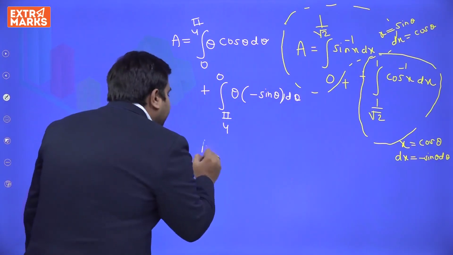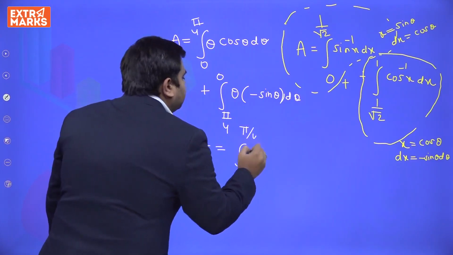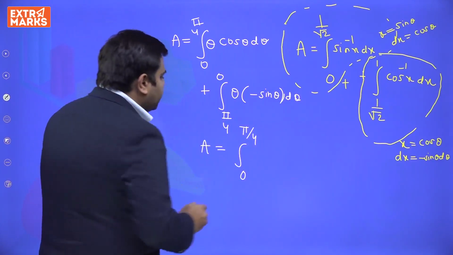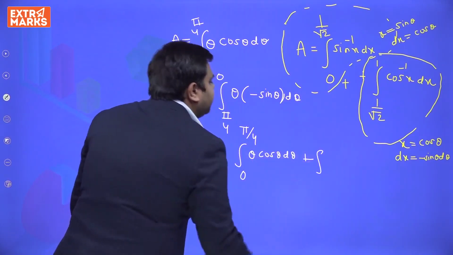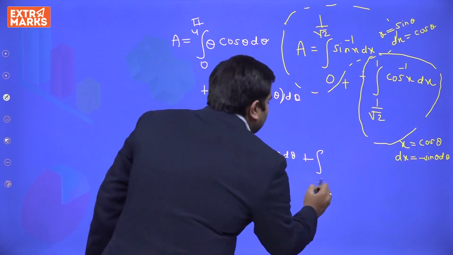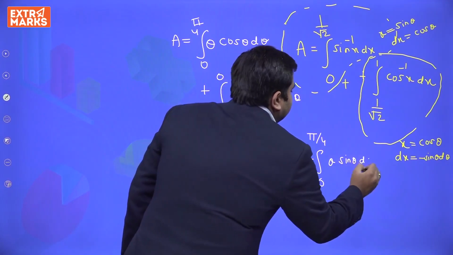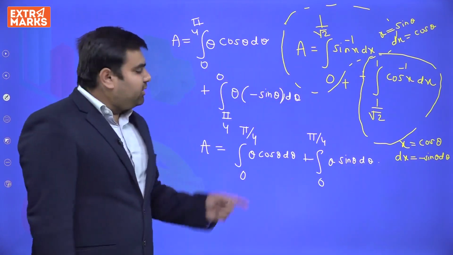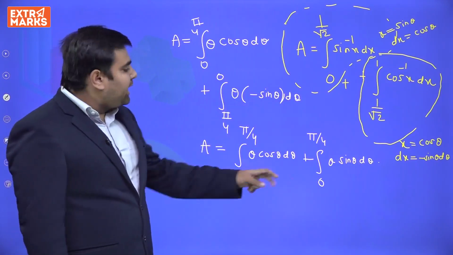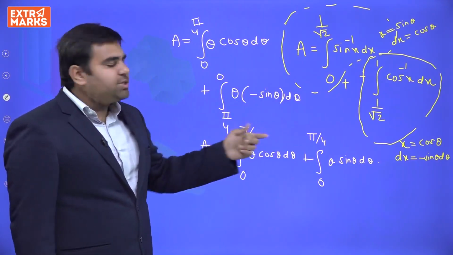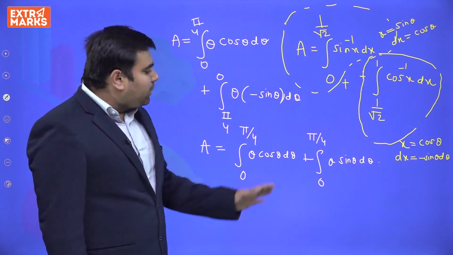So this can be written as integration of 0 to pi by 4 theta cos theta d theta plus 0 to pi by 4 theta sin theta d theta. Now this minus sign was common, and again taking one more minus sign common, I exchange the limits from 0 to pi by 4 instead of from pi by 4 to 0. So this minus minus becomes plus over here. Now we need to apply by parts over here.